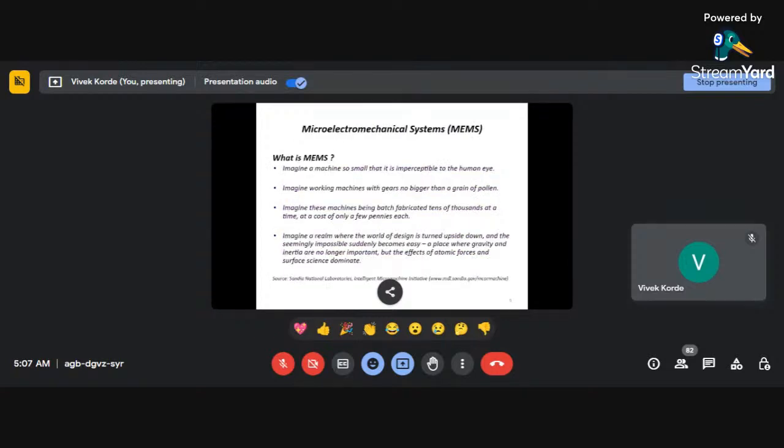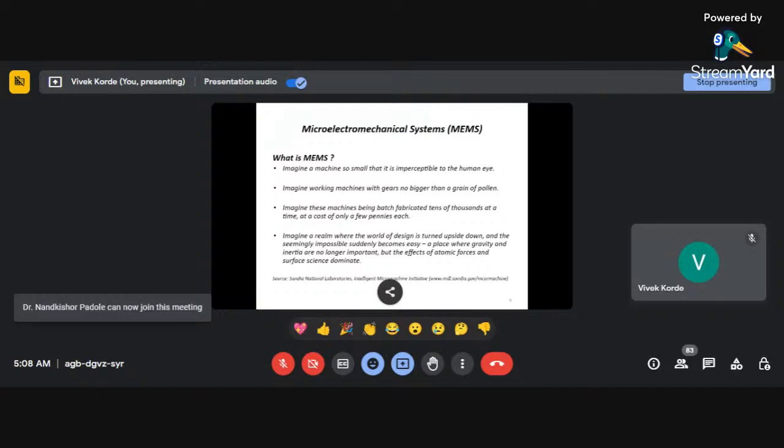Now, what is MEMS? Imagine a machine so small that it is imperceptible to the human eye. Okay, we cannot perceive it. So in that condition, what to do? Imagine working machines with gears no bigger than a grain of pollen. So what can be done? It is not possible to monitor them manually.